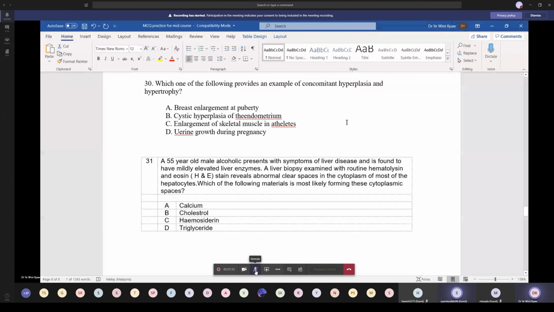C is wrong. C is hyperplasia. Hypertrophy. And as in one exam, you need to choose only one. C is wrong. They have both hyperplasia and hypertrophy. Concomitant means both. C is wrong.